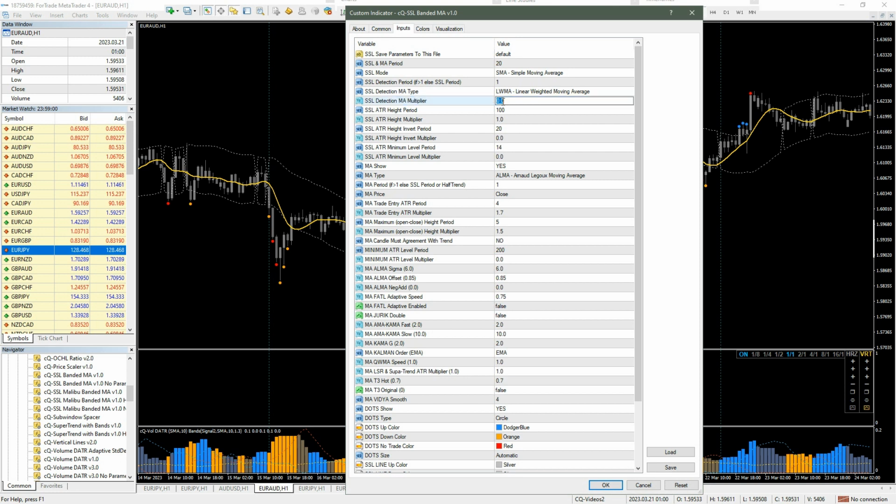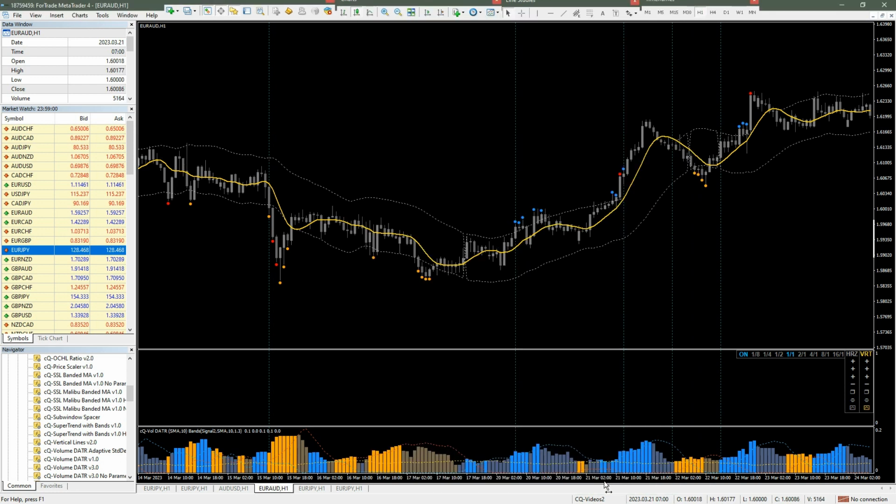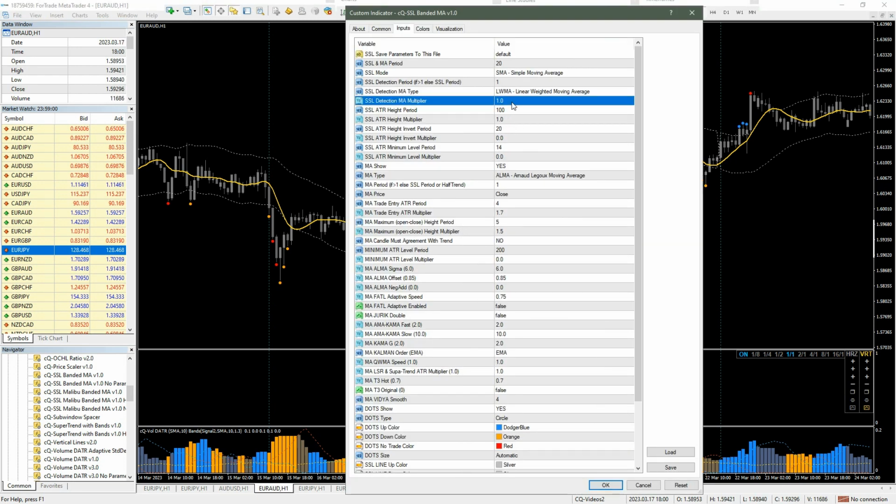This multiplier here is also used in the detection, and you can see how instead of having all these in here, you now only have a couple here. So you can mess around with that.